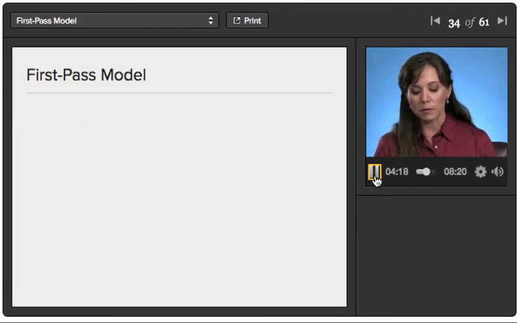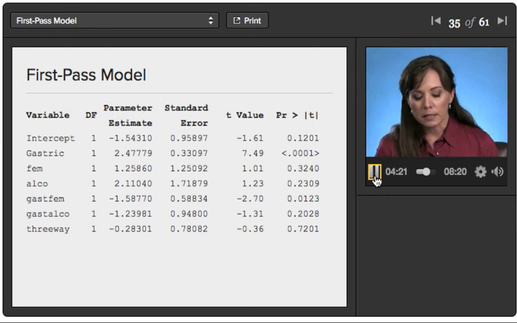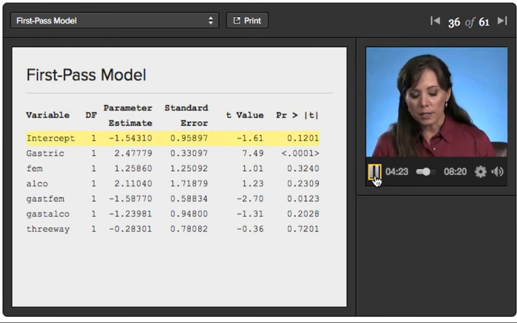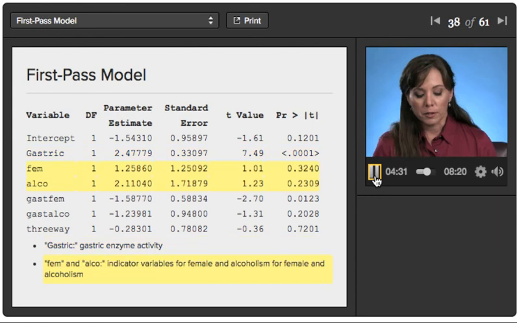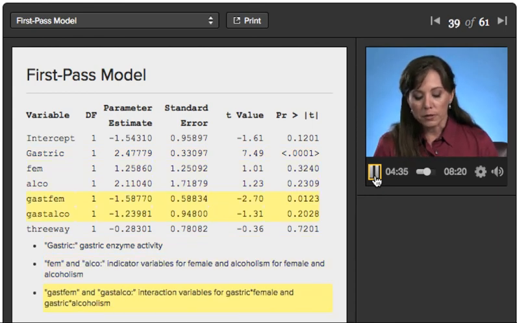In this first pass model, we have here the SAS output looking at the intercept. In the model, we have a term for gastric, which is the gastric enzyme activity. We also have indicator variables for female and alcoholism. We also have interaction variables for gastric times female and gastric by alcoholism. Those are called GAST-FEM and GAST-ALCO, and down there at the bottom of the model.